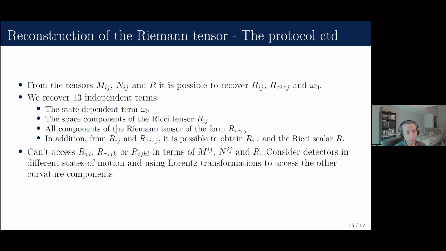Now, in principle, if the spacetime had any kind of symmetry, that would be enough. But since we are working generally, we can only recover in 3 plus 1 13 independent terms of the curvature tensors. But just to keep it short, we also show in the paper how one could consider different states of motion of the detector, such that we can access the terms in the Riemann tensor that we were not able to access from the initial coupling in terms of other components that we've already calculated.